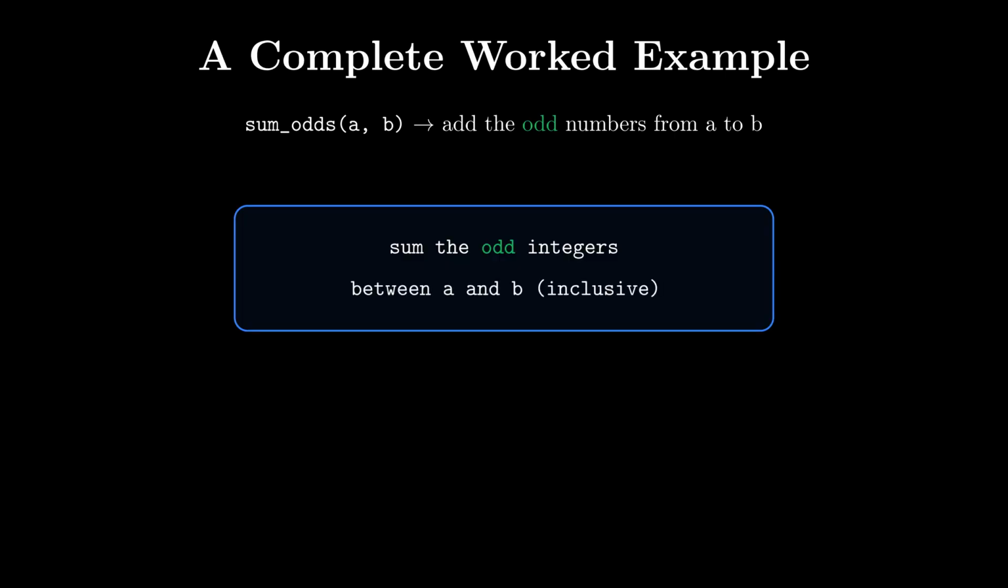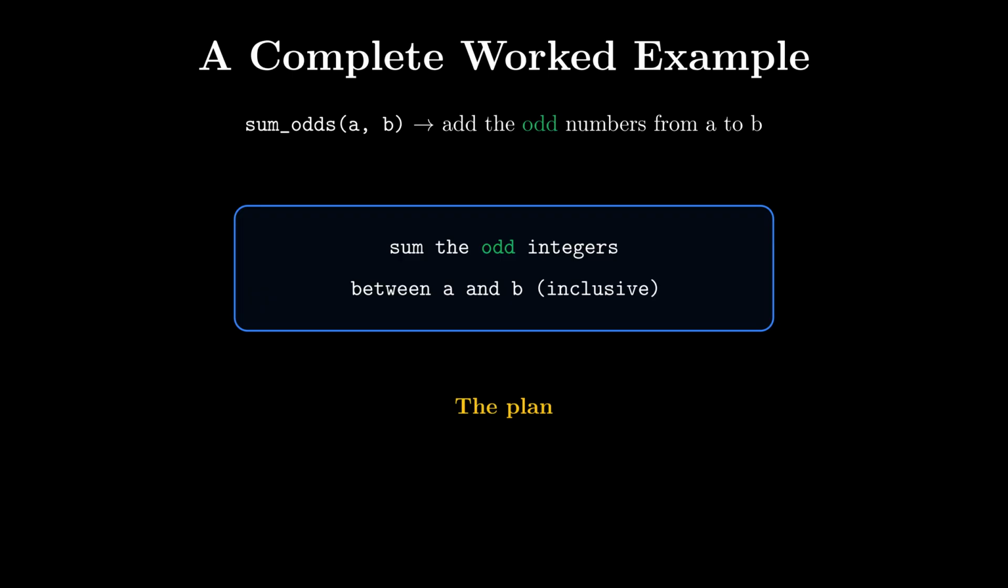Here is a quiz problem. Write a function that adds up all the odd integers between two endpoints, a and b, including the endpoints themselves. Before you touch the keyboard, stop. The best first move is not to write code.